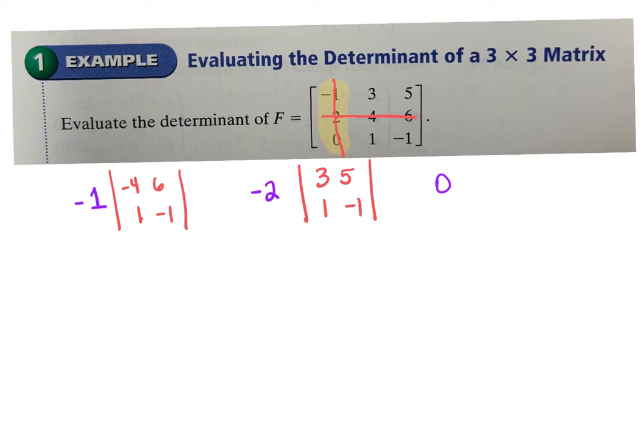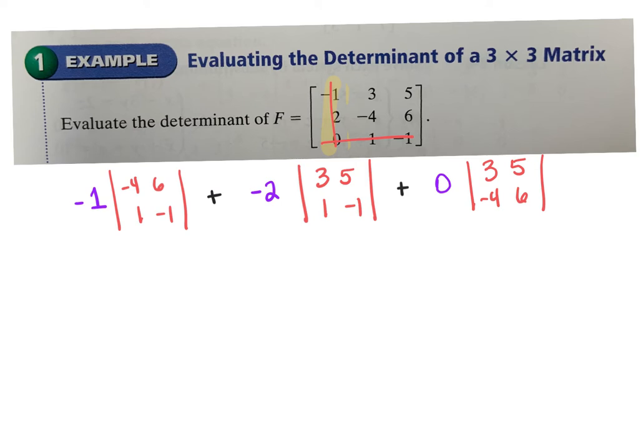Even though it's a 0, I'm still going to show you this last one. Now let's look at my 0. If I get rid of everything in that row and in that column, I have another one: 3, 5, -4, 6. You are adding up all of these. So you're going to add up this one and you're going to add up this one.